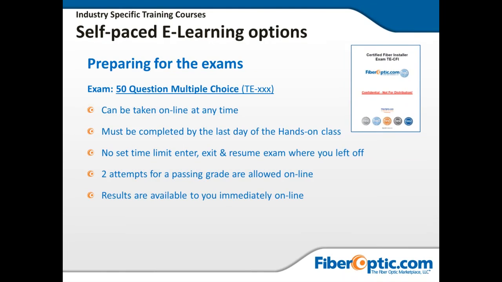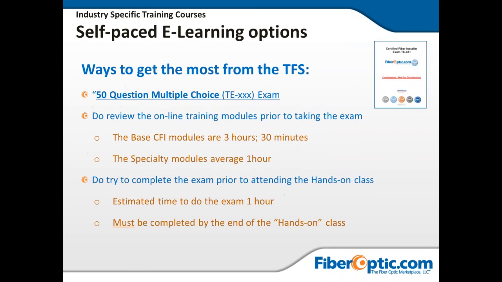You, in fact, online, get 2 attempts. And it will score you, obviously, immediately. So you know if you passed right away. Now, that's the exams. Now, how do you get the most out of the 50 questions?